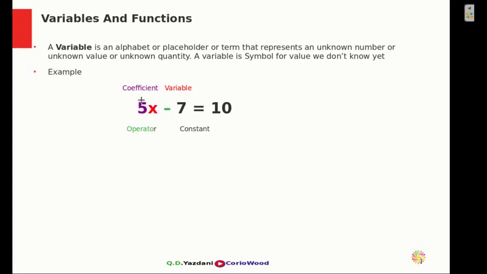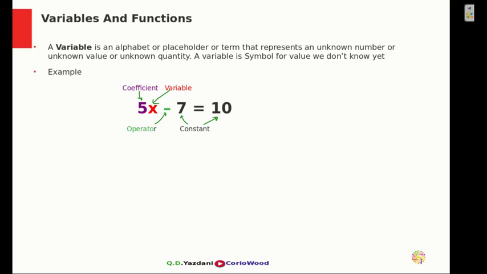Okay, so I'm gonna put it here again. You guys look at here, that's a coefficient. This guy here is a variable, this guy here is an operator, and this guy, the number 7, is a constant, and the number 10 is also a constant. So that is a variable in mathematics.